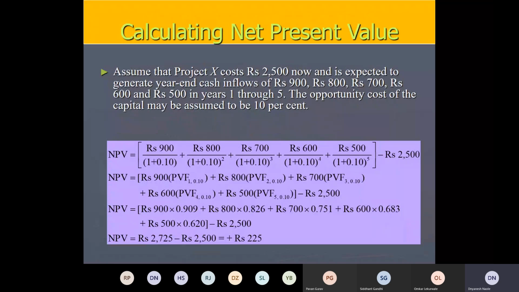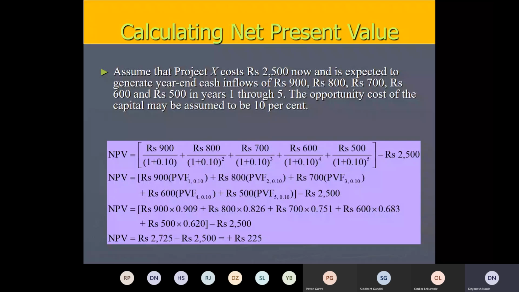So this is a problem here. Assume that the project X costs 2,500 rupees now, that is the current year, and is expected to generate cash flows at year end. Year end means at the end of the first year, at the end of the second year, at the end of the third year. End of the year figure formula will be different from the beginning of the year figure formula. So that we'll discuss in future sessions under the time value of money topic.